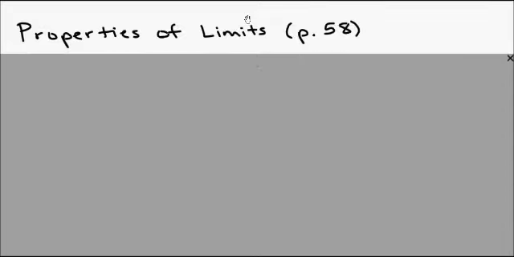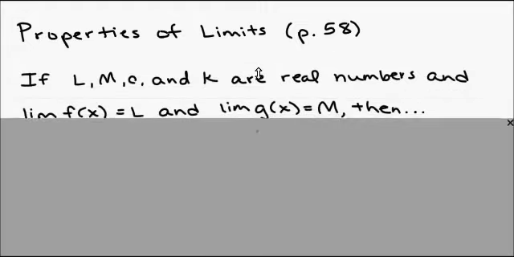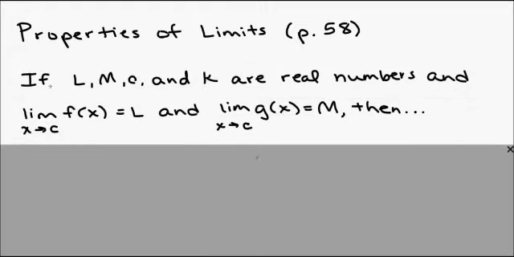Okay, let's cover a bit of this up. Your properties of limits, this is page 58 in your textbook. There are a lot of properties of limits listed here, but they're not too difficult to remember, so don't let the long list overwhelm you. If L, M, c, and k are real numbers, and the limit of f of x as x approaches c equals L, and the limit of g of x as x approaches c is M, then we get the following properties.